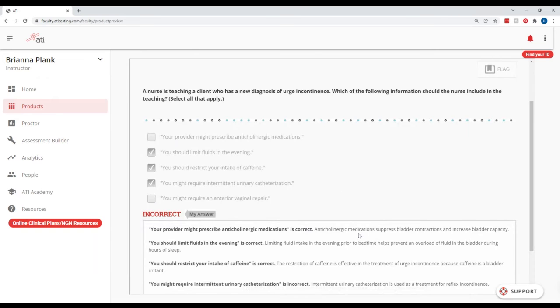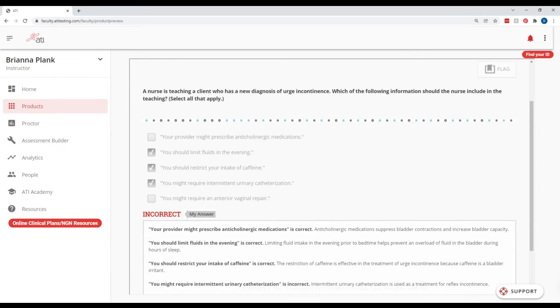So anticholinergic medications are going to suppress the bladder contractions, so suppress that urge incontinence. If we remember, urge incontinence is when they feel the urge to urinate and they can't necessarily control that. So it's like they've got to go and it just comes out. So the anticholinergic medications can help with that. It's a good idea to limit fluids in the evening. If there's less in there, there's less to come out, right?